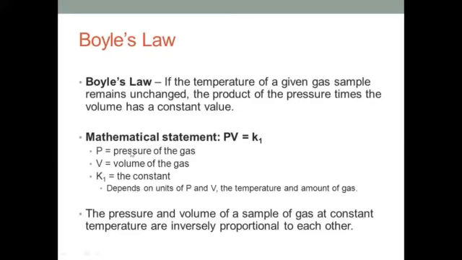Okay, so the mathematical expression is PV is equal to constant. That is nothing but pressure is directly proportional to 1 upon V. So pressure into volume is equal to some constant. In place of that proportionality sign, we have to write something, so that is the constant. Here P is the pressure of the gas, V is the volume of the gas, and K is the constant. It depends on the units of P and V, the temperature and the amount of gas.